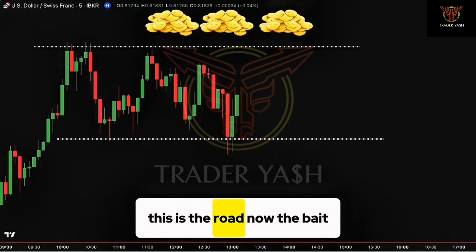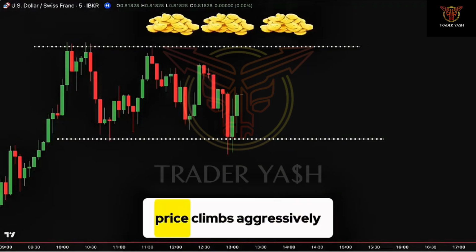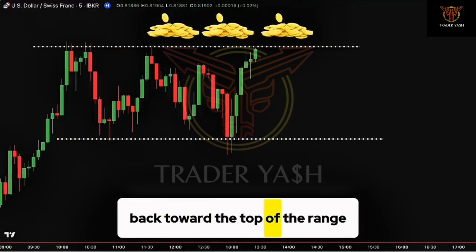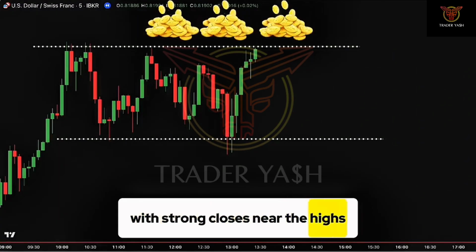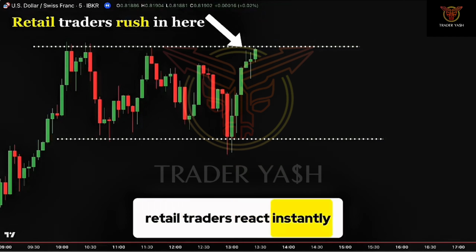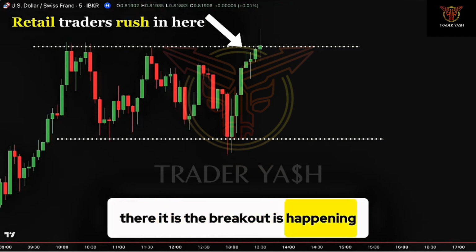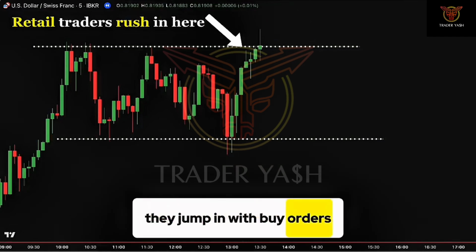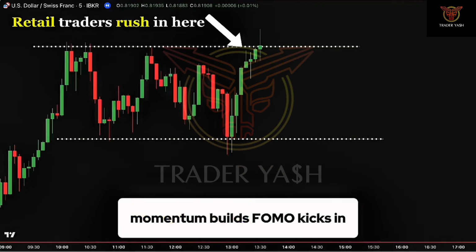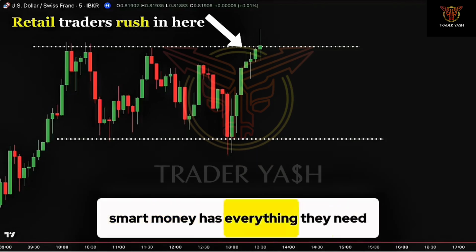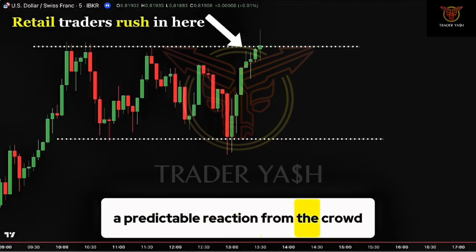This is the road. Now the bait. Price climbs aggressively back toward the top of the range. You start seeing bullish candles with strong closes near the highs. Retail traders react instantly. There it is, the breakout is happening. They jump in with buy orders. Short sellers panic and exit their trades. Momentum builds, FOMO kicks in, smart money has everything they need, a predictable reaction from the crowd.